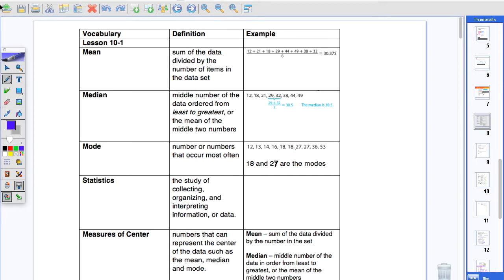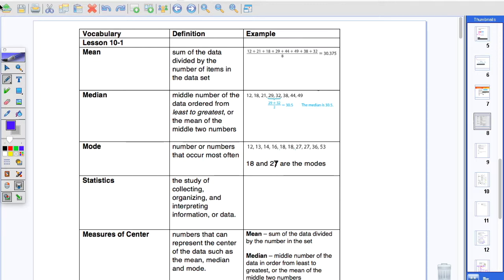The median is the middle number of the data ordered from least to greatest, or the mean of the middle two numbers. So here's my example. I have my numbers ordered from least to greatest. I find my two middle numbers, I add them up, divide by 2, so the median is 30.5.